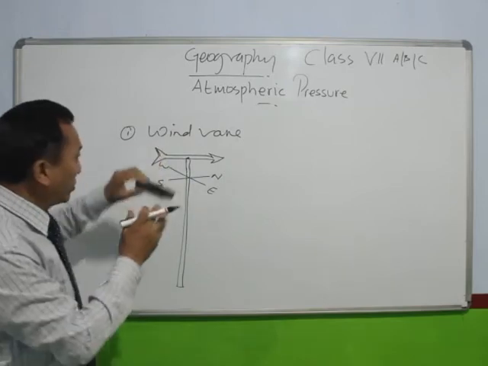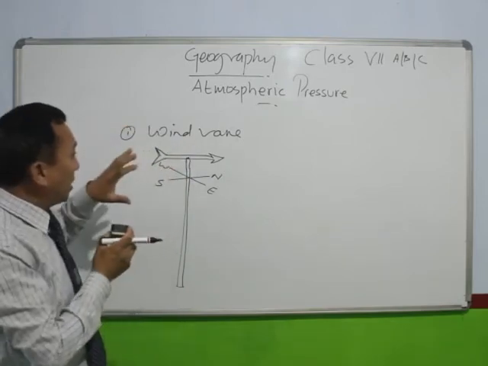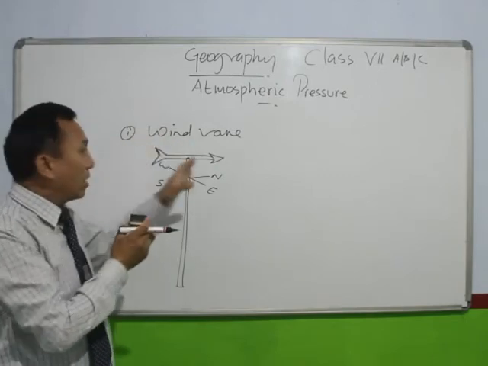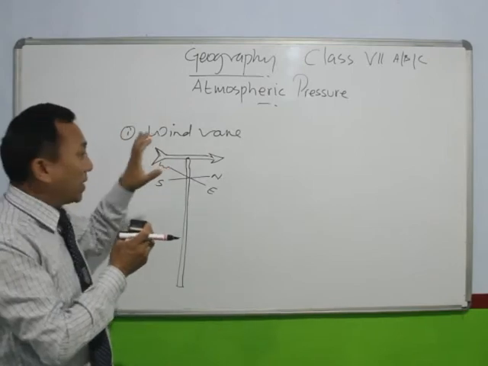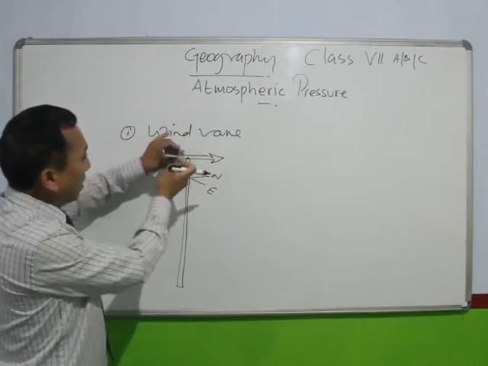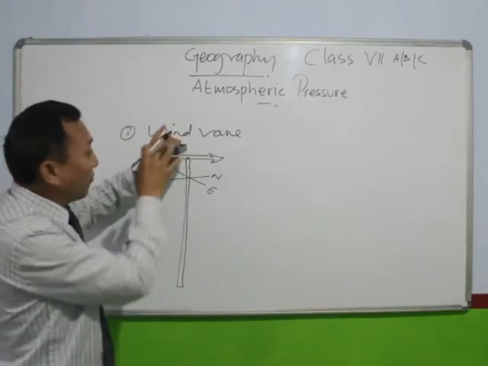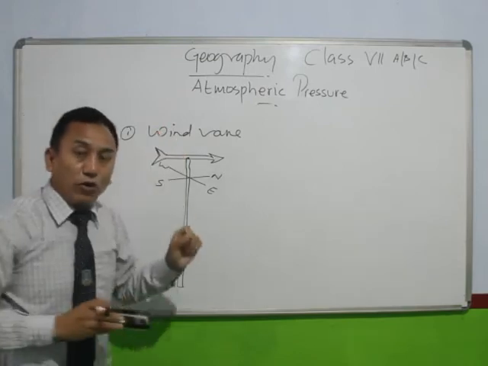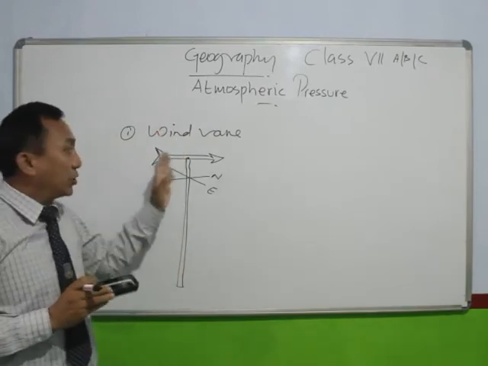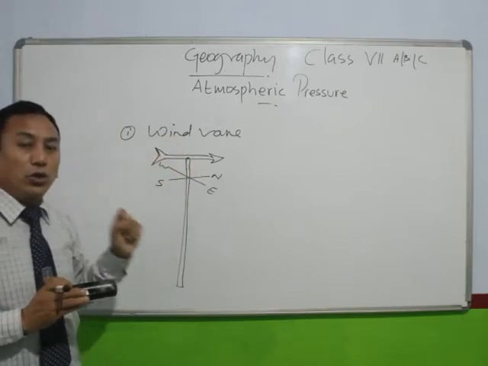So once again, I repeat, when the wind blows, the tail of this wind vane has more surface compared to the head. So more pressure is applied here. When more pressure is applied here, it will turn this way. The head will turn towards me, which indicates that the wind is blowing from my side. So therefore, to know the direction from where the wind is blowing, we'll always have to use an instrument called the wind vane.